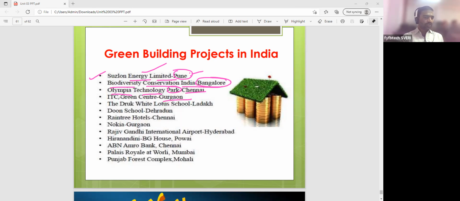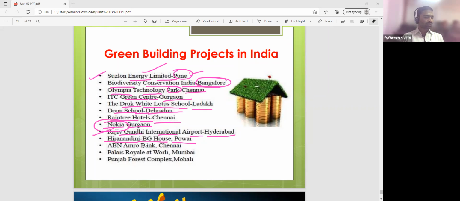In Gurgaon, ITC Green Centre. In Ladakh, the Druk White Lotus School. Then in Dehradun, Doon School. In Chennai, Raintree Hotels. In Gurgaon, Nokia. This is a structure name. Then Rajiv Gandhi International Airport, which is in Hyderabad. They are using the concept of green building there.